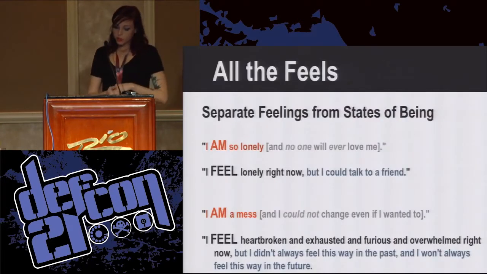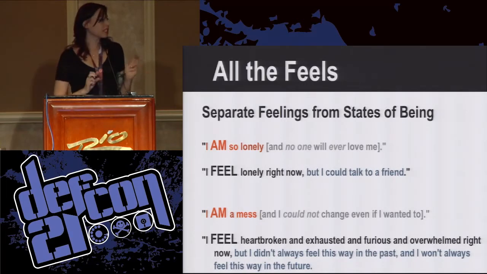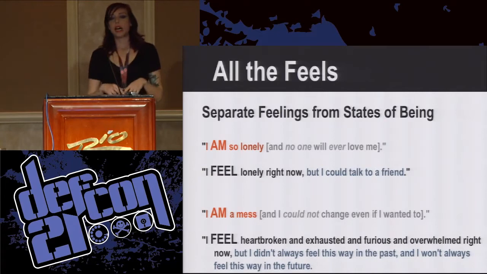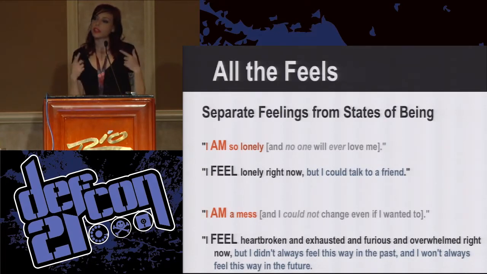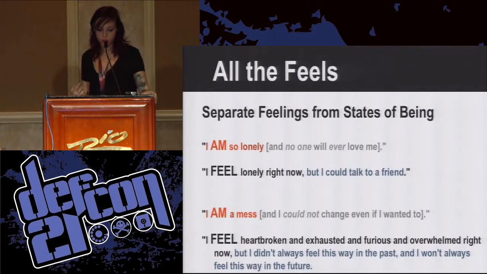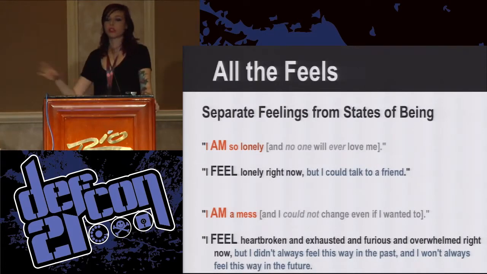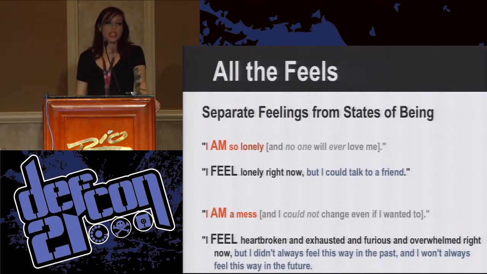Okay, so separating feelings from states of being. This is actually a great slide because this is something you can do on yourself all the time. It's one of those things you don't really think about or hear yourself say, but if you become aware of it, it can start to change the way that you perceive the world. So stop saying you are so many things. Like, I am lonely, I am a mess, I am angry. It's this sense of isness that becomes immutable and becomes who you are.